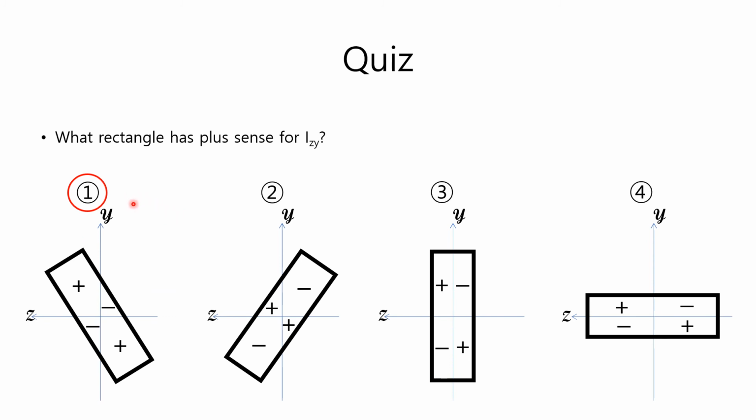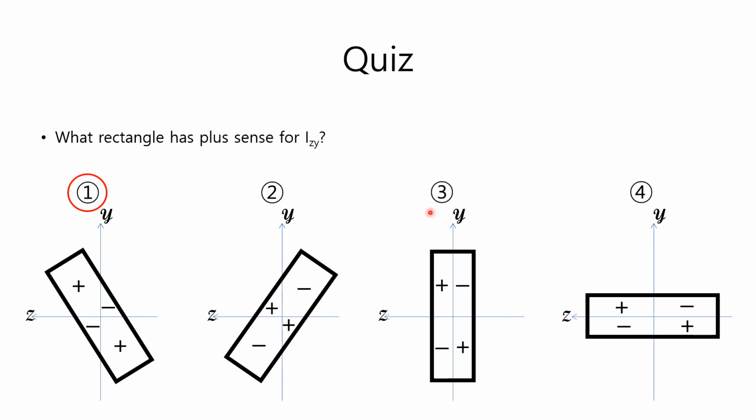The answer to the quiz is number 1. As you can see here, positive areas are larger and farther from the origin than the negative areas. Therefore, the sense of the entire area is positive. On the other hand, in number 2, the negative areas are larger and farther from the origin than the positive areas. Therefore, the sense of the entire area is negative.